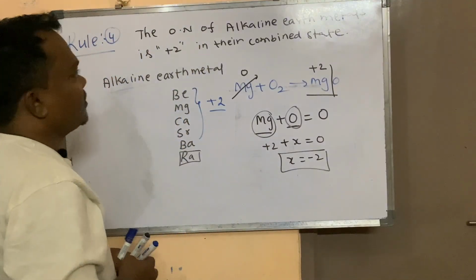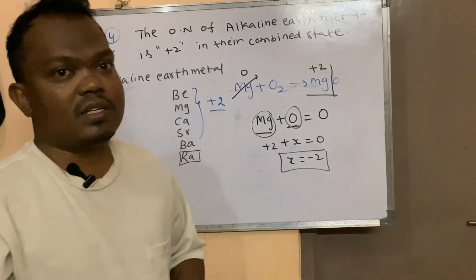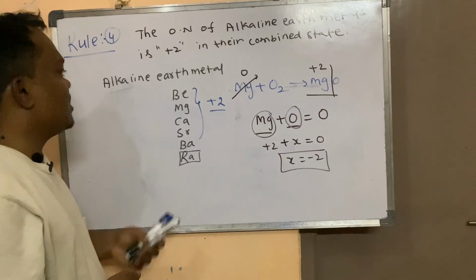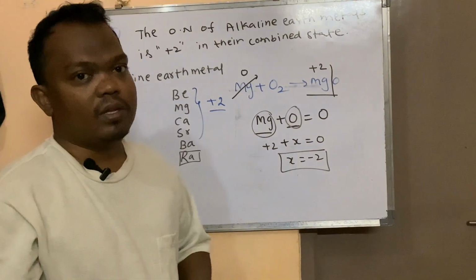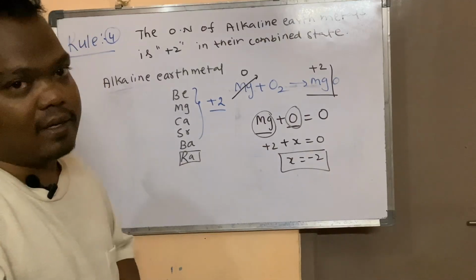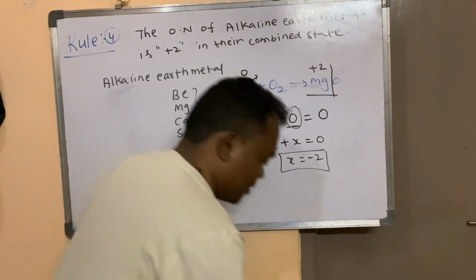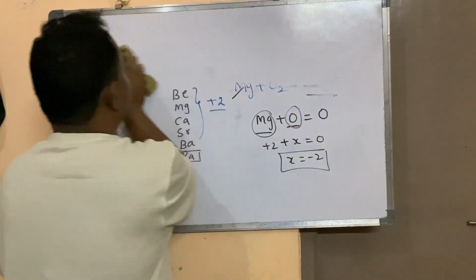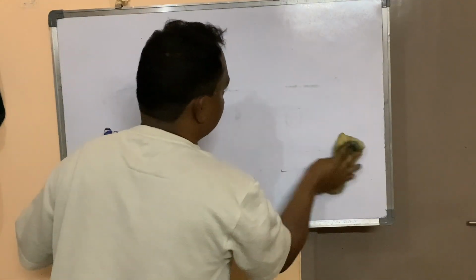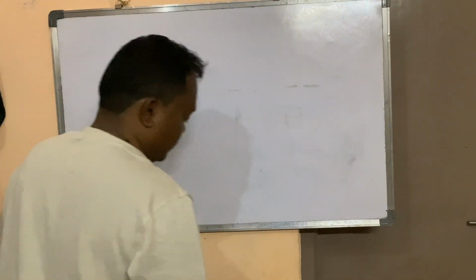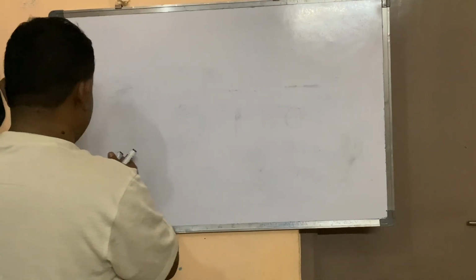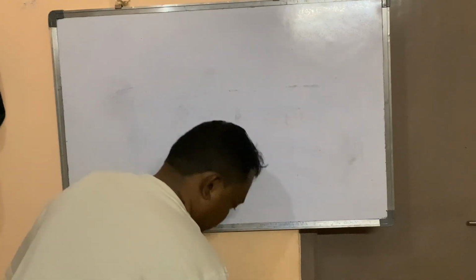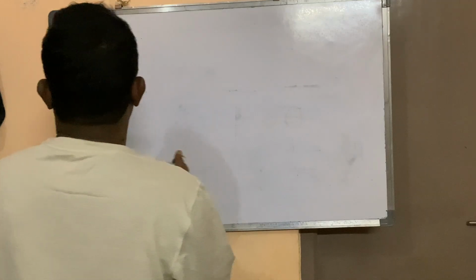Once again, the oxidation number of alkaline earth metals is plus 2 in their combined state. The alkaline earth metals are beryllium, magnesium, calcium, strontium and barium. Here we have an example of how we calculate. Clear everyone? Right. Let me move on to the fifth rule.